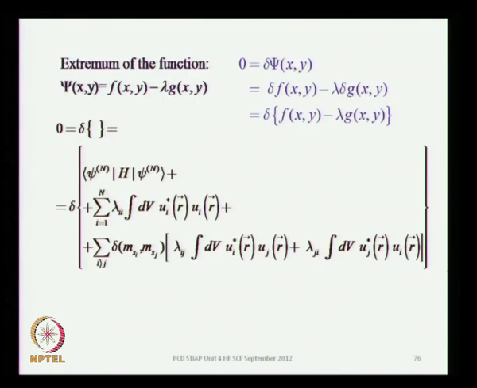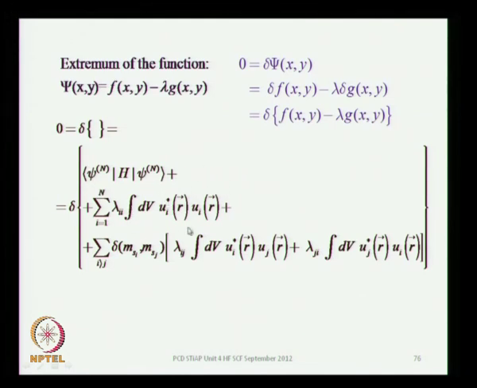So, that really is going to make our analysis very simple, because we have to get the condition that the expectation value of the Hamiltonian must vanish subject to the constraints of normalization and orthogonality. So, there will be undetermined multipliers for the normalization integral, which is this integral over space u_i star(r) u_i(r).